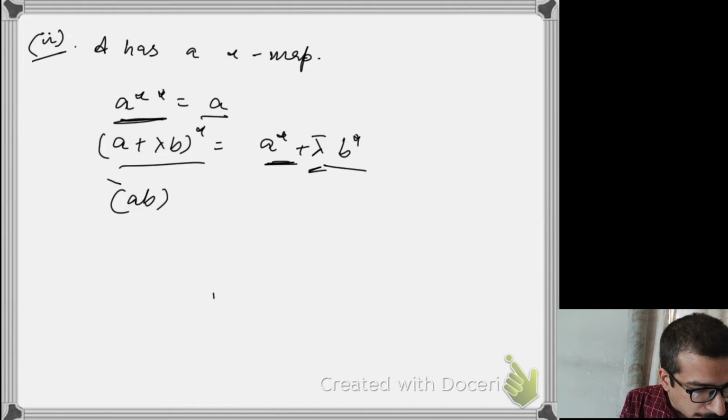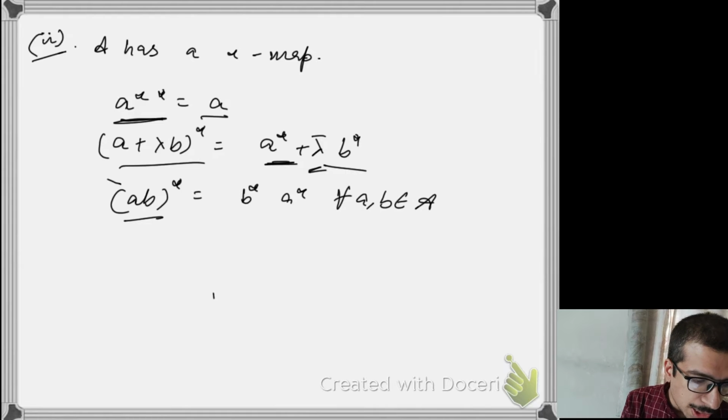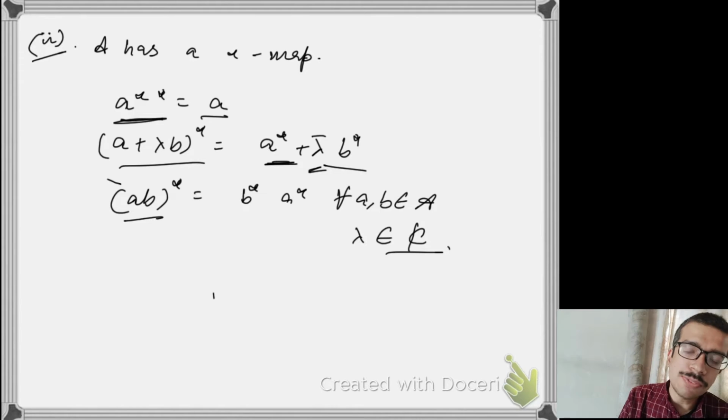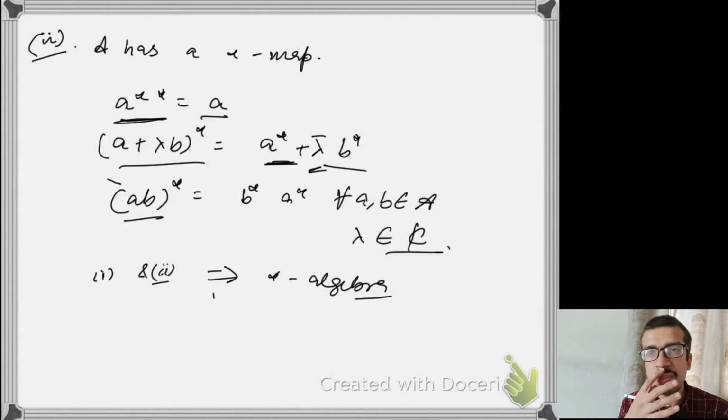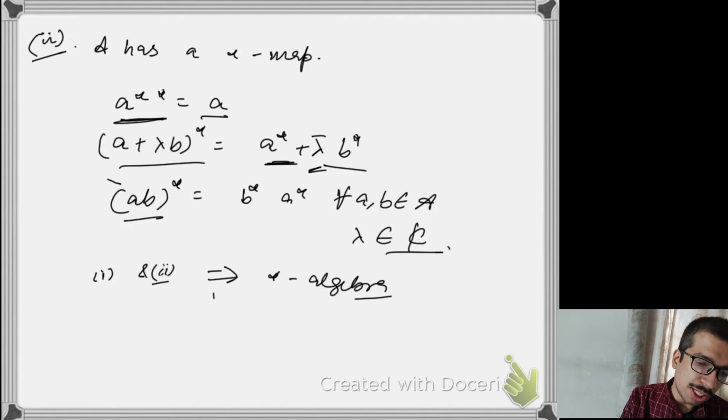And over the ring structure, it behaves as (AB)* = B* A*. So this is for all A, B in the algebra and λ in C. Now, if you satisfy 1 and 2, so basically an algebra which has a star map, that is called a star algebra. But what we are talking about is something more, which is a C-star algebra. So let's see what is another additional thing we have.